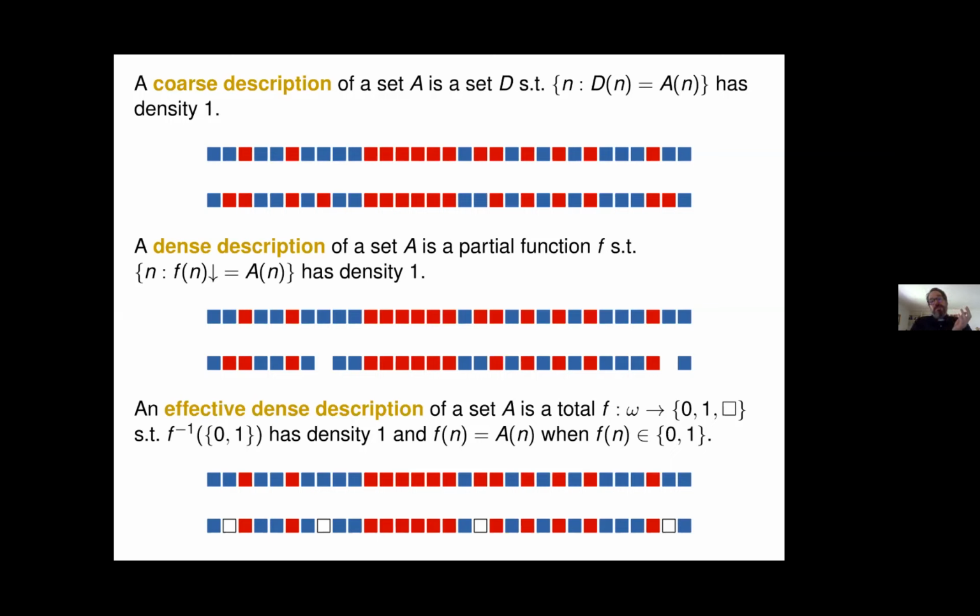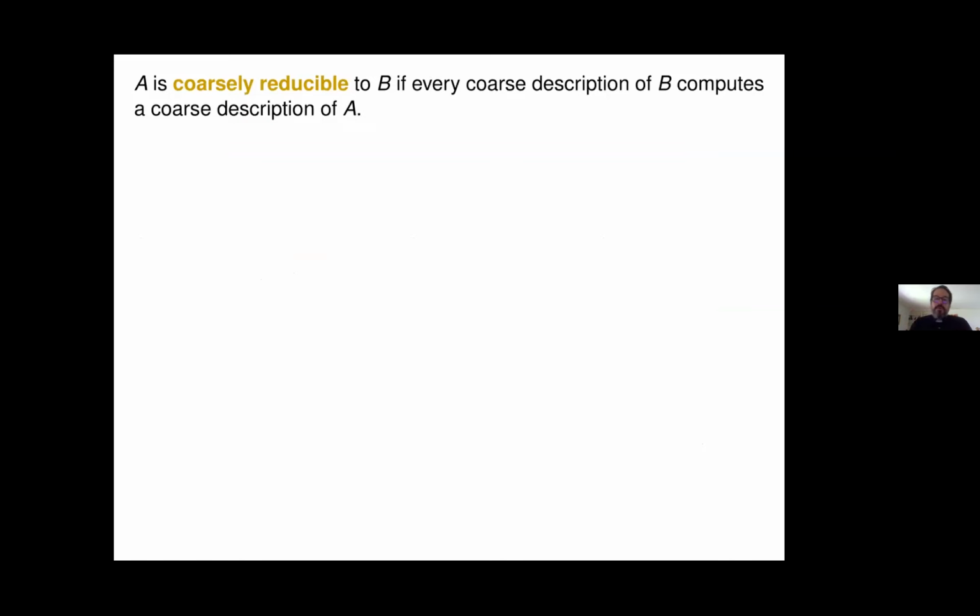Now, another thing you can do with these things, of course, is you can relativize them. You can talk about being coarsely computable relative to an oracle or generically computable relative to an oracle. But you could also transform them into notions of reducibility, like this. So for example, for coarse, we're going to say that A is coarsely reducible to B if every coarse description of B computes a coarse description of A. So I think it's a pretty natural notion. It's just saying, if you can kind of give me B with a few mistakes, then from that I can give you A with a few mistakes. And you can do that for all these other notions.